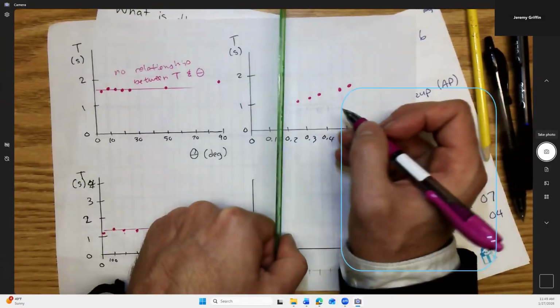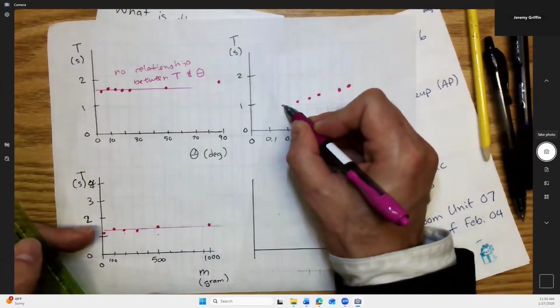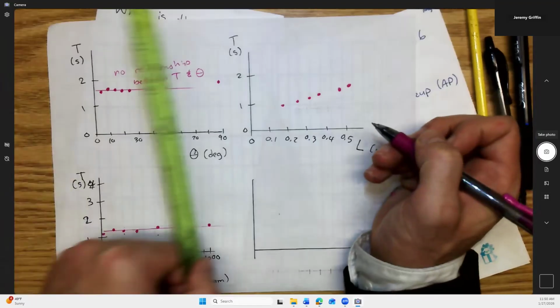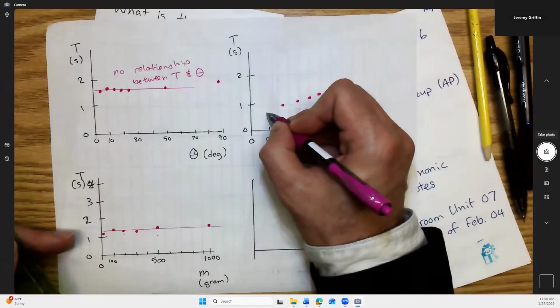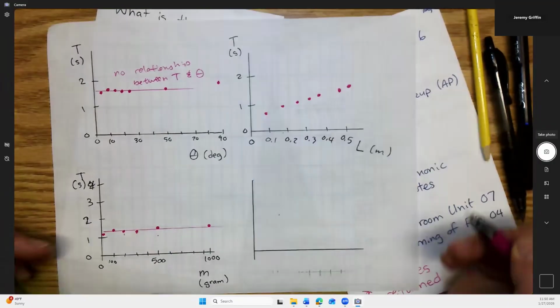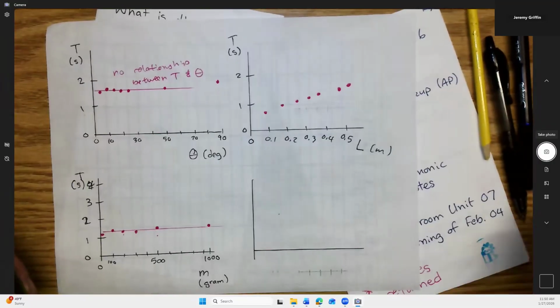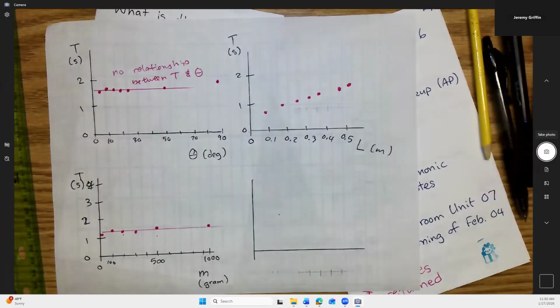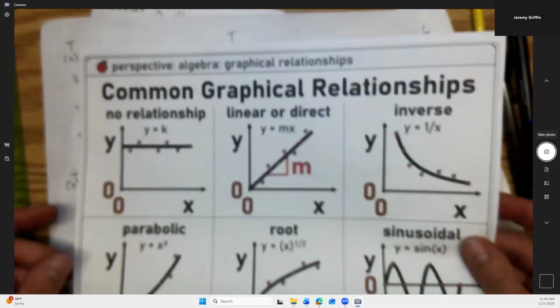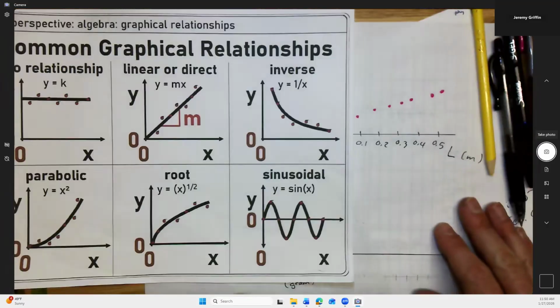0.18, 0.99. Bam. 0.09, 0.73. Probably there. Bam. Looking like it's something. That was it. Something exciting going on. I think it's a root.